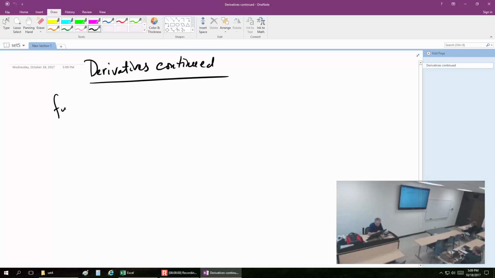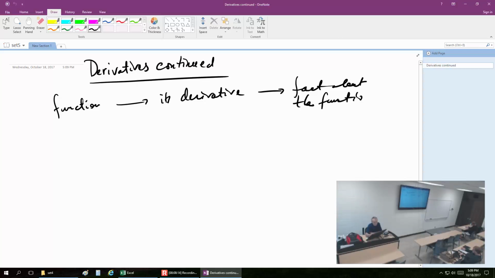So we take a function, we find its derivative, and then we derive facts about the original function. That's what we did. Sine, for example, as we just did, and here monotonicity: the derivative being positive or negative, and then we conclude facts about the original function.